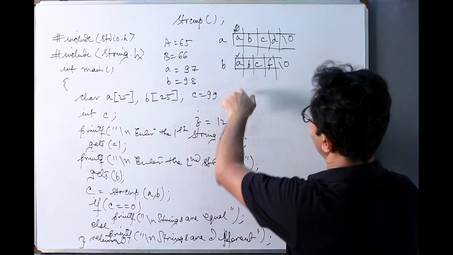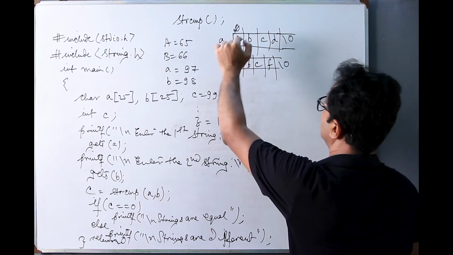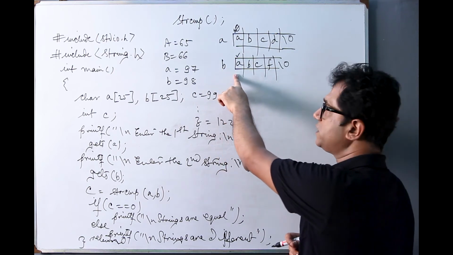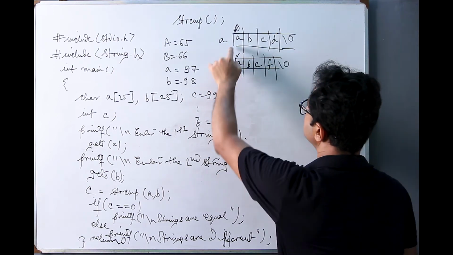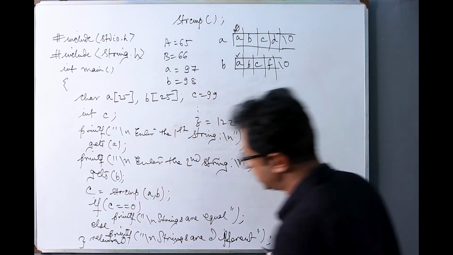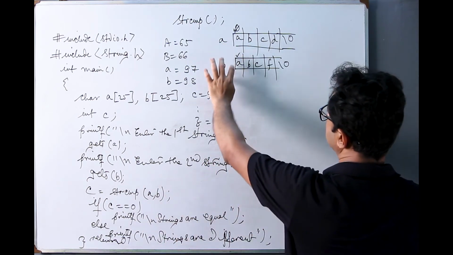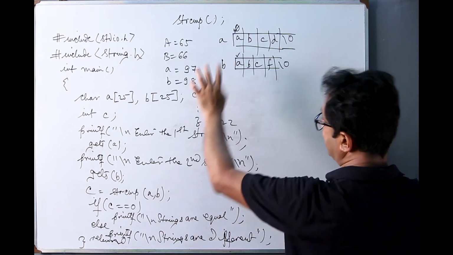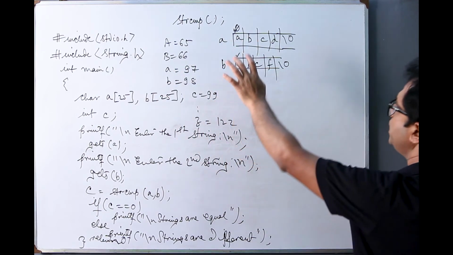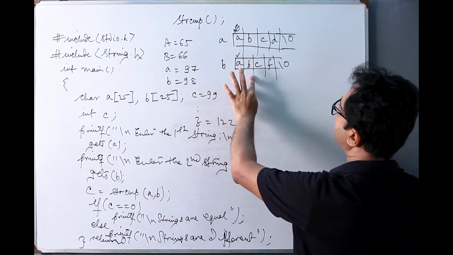In this way, this A will have an ASCII value of 98, and this A will also have an ASCII value of 98. So 98 minus 98. This is the operation performed in the background while executing this function. So 98 minus 98 will return 0. 97 minus 97 is 0, and 98 minus 98 is also 0.